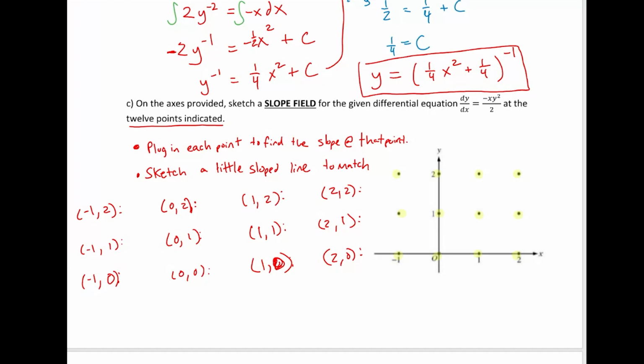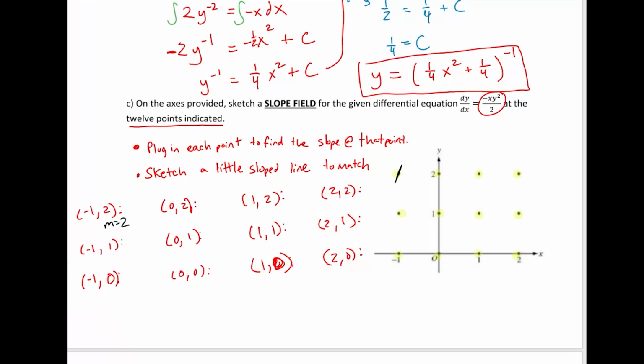So we'll start with -1, 2. We're just going to plug that in up here. Hopefully we start to see some patterns that come out. If I plug in -1 for x, I'm going to have -1, that's +1, times 2 squared. 2 squared is 4. So we've got 4 divided by 2, that's going to be 2. I'm just going to say m is 2. The slope is 2, so it's going to look like this.